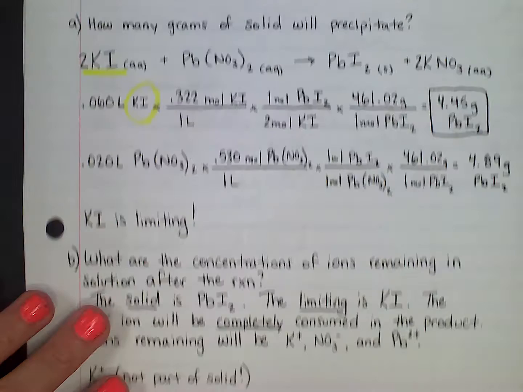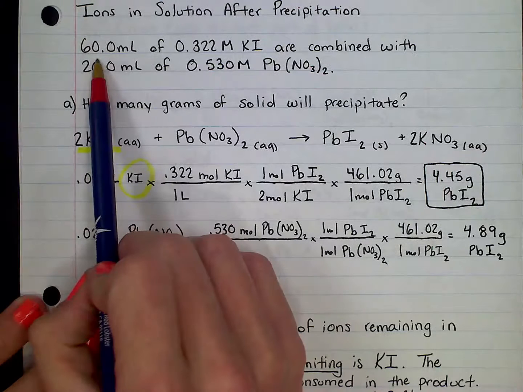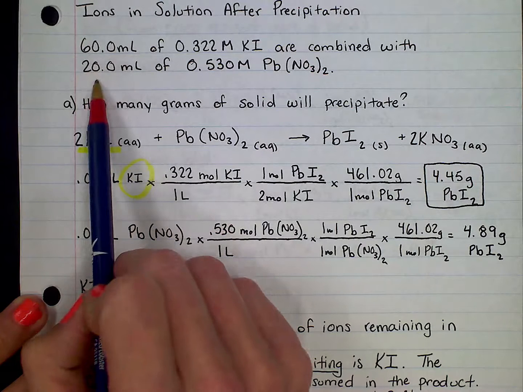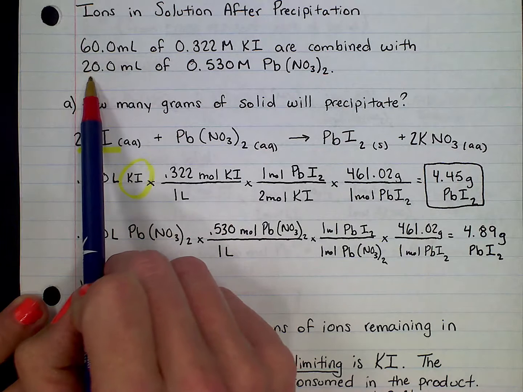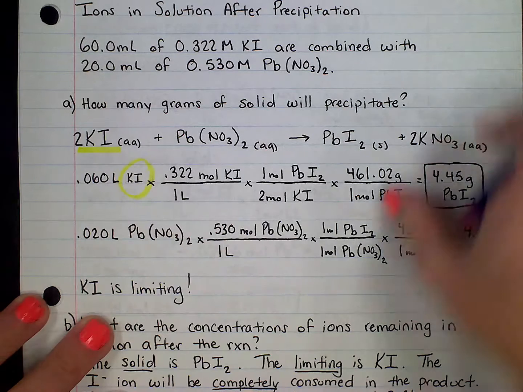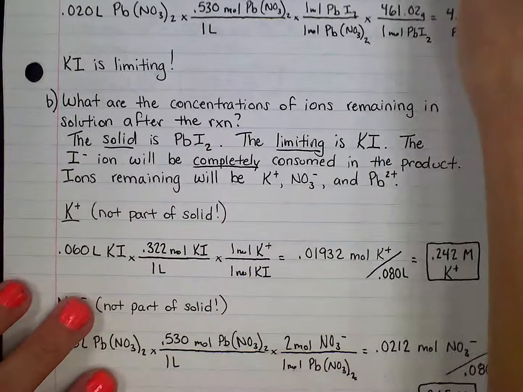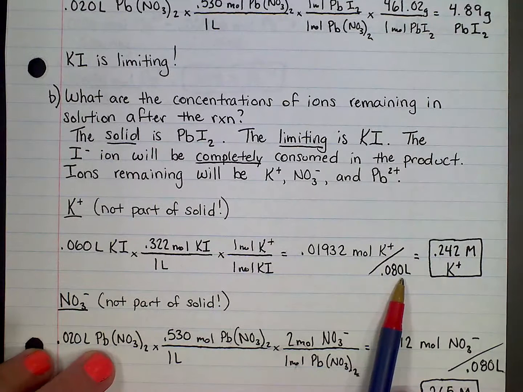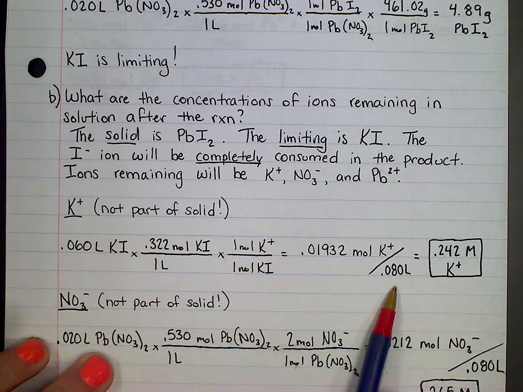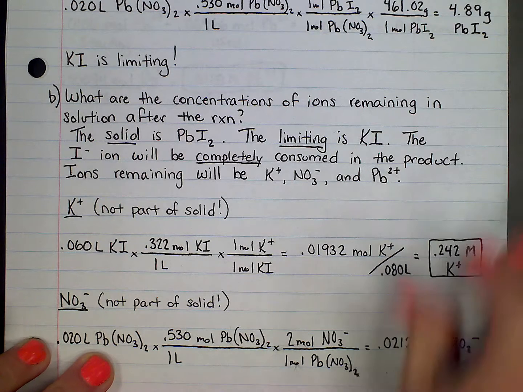If you guys notice, we have 60 milliliters being combined with 20 milliliters, so 60 plus 20. Once you pour them both together, their volumes are additive, so that's going to be a total of 80 milliliters of solution. And so that's why I'm dividing by 0.08 liters, okay? So that gets me the concentration of potassium.